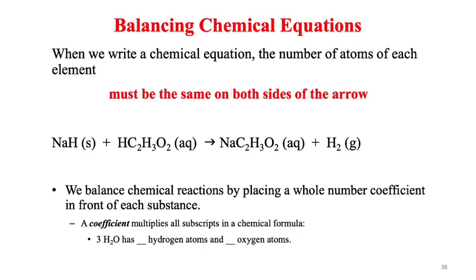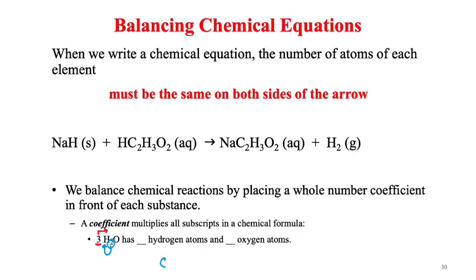So if I write 3H2O, that means how many water molecules do I have? Three. How many hydrogen atoms are there? Six. How many oxygen? Three. So the coefficient is a multiplier on whatever comes after it. A subscript is a multiplier on whatever comes immediately before it, in this case, the hydrogen. A subscript is a multiplier on what immediately comes in front of it. A coefficient is a multiplier on what comes after it.